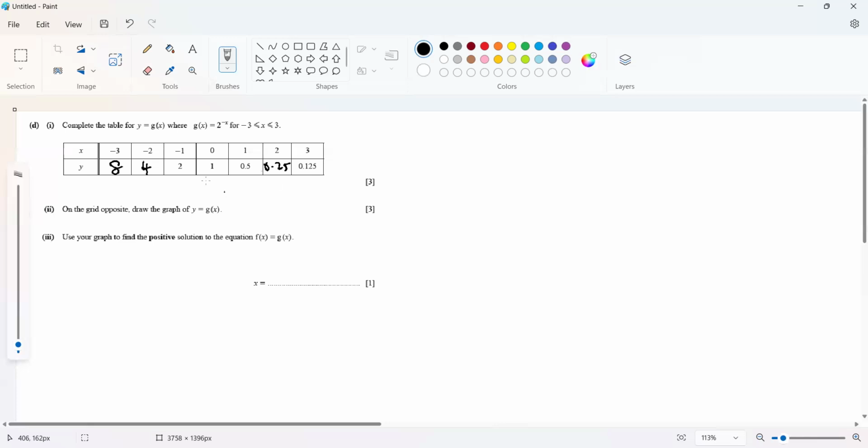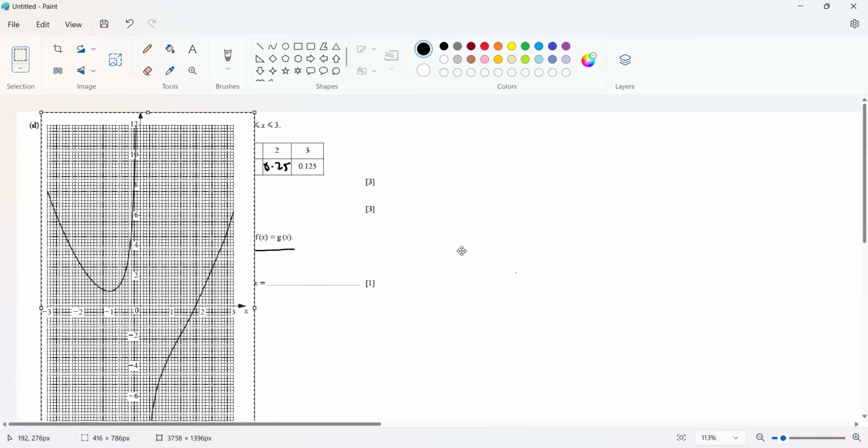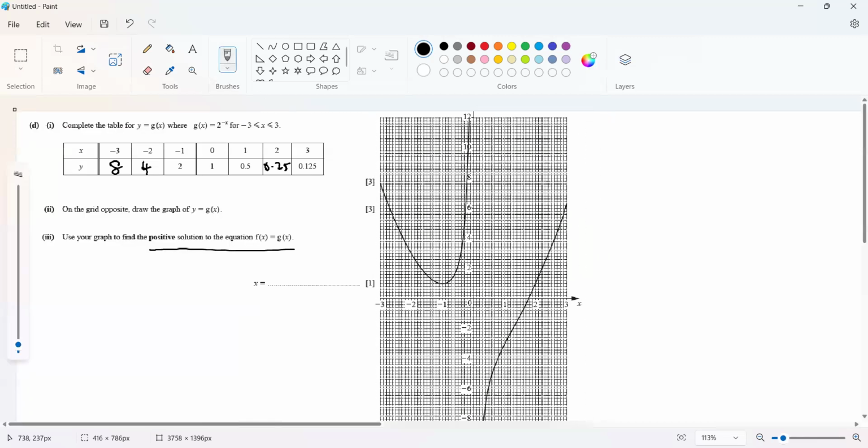So on the grid opposite, draw the graph. I'll leave that to you. And then use your graph to find the positive solution to the equation f(x) equals g(x). After you draw your graph, presumably what will happen is that this graph will intersect somewhere here. I'll just try to draw a rough one, because I can't really get it to a very high degree of accuracy. So negative 3.8 is somewhere around here. Negative 2.4 is somewhere around here. Negative 1.2 is somewhere around here. 0.1 is somewhere around here. 0.5 is somewhere around here. 0.25 is somewhere around here, and so on. And also the last point, 3, 0.125, is somewhere around here.